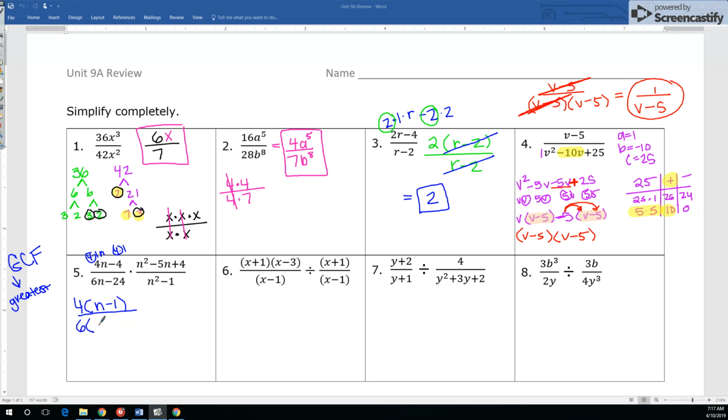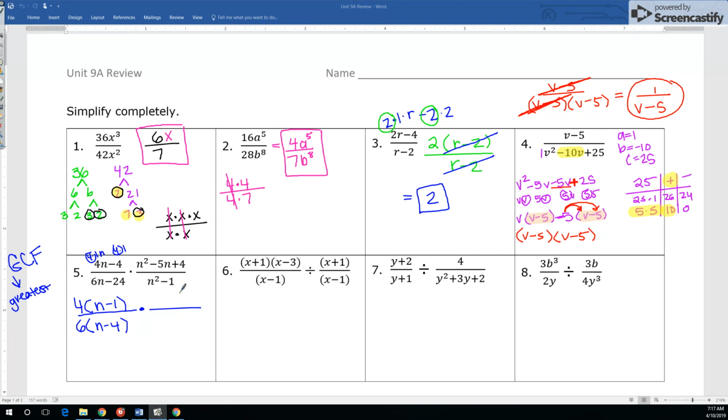24 is 6 times 4. Think about distributive property. 6 times n, 6n. 6 times negative 4, negative 24. I'll come back to this numerator because I have to do a little bit of work for it. But this denominator is a difference of squares.